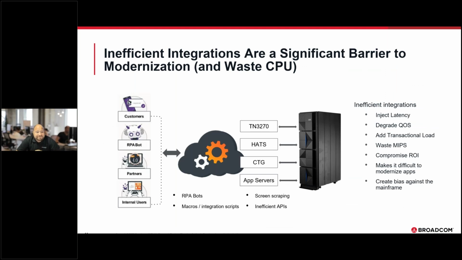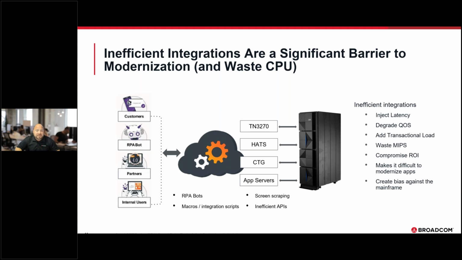Where do you start? So remember, modern mainframes are connected to the outside world using RPA bots, macros, integration scripts, screen scraping, and inefficient APIs. And they're all coming through channels into the frame. So you're looking at mobile, web, RPA bots, Excel spreadsheets. All of these entrances into the mainframe take up resources, networking, CPU, all adding MIPS, which inherently adds cost and performance degradation. So how do you fix it?